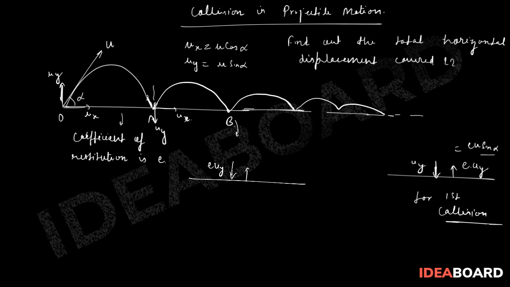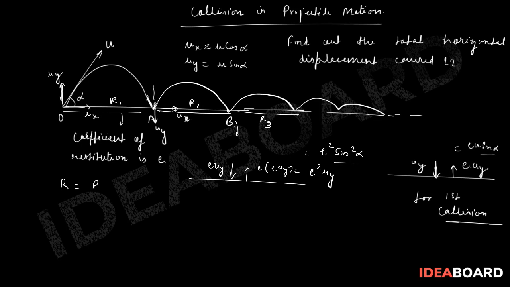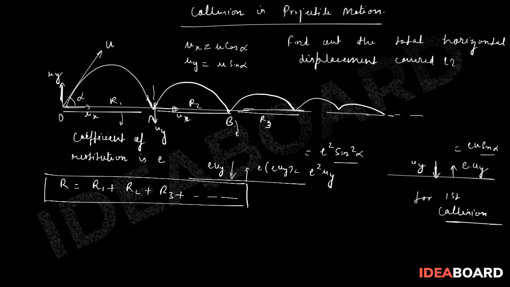Then for the second collision, the rebound velocity will be e into euy, which will be e square into uy, which is nothing else but e square u sin alpha, correct? So like that, vertical velocities are changing while horizontal velocities are the same. So let's say this range is r1, this range is r2, this range is r3. So we need to find the horizontal displacement covered, that would be r1 plus r2 plus r3 and so on. This will be the equation up to infinite collisions.